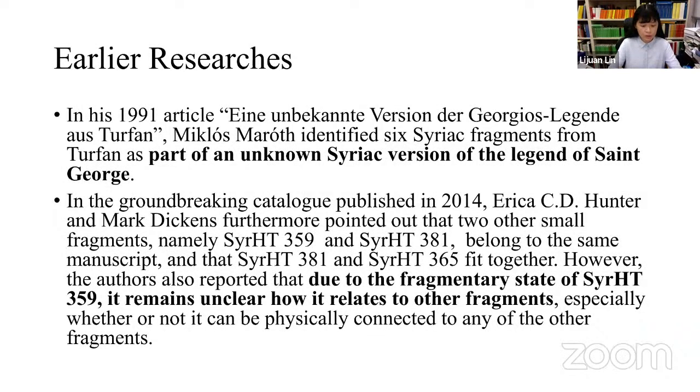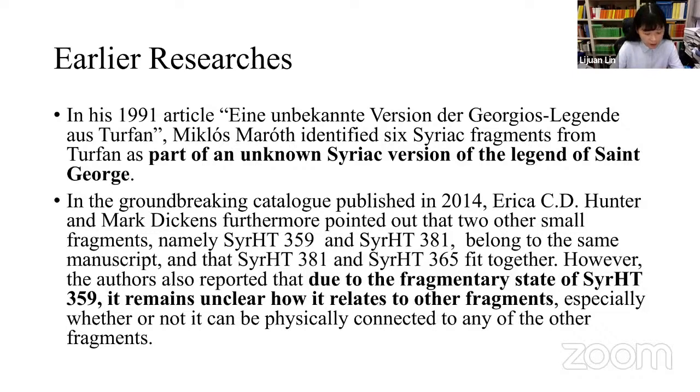So let me first introduce earlier research concerning the fragments. In his 1991 article, "Eine unbekannte Version der Georgios-Legende aus Turfan," Miklós Maróth identified six Syriac fragments from Turfan as part of an unknown Syriac version of the legend of St. George. As Maróth demonstrated in his article, this version exhibits remarkable differences from the Textus Receptus of the legend and is thus of special importance for our understanding of the transmission history of the text.